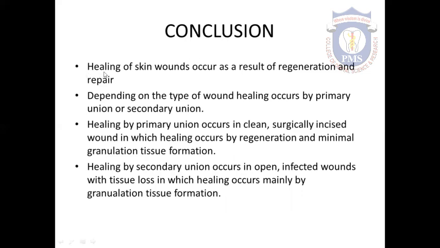Now, before we wind up, the points to be kept in mind are: healing of skin wounds occurs as a result of regeneration and repair. Depending on the type of wound, healing occurs by primary union or secondary union. Healing by primary union occurs in clean, surgically incised wounds in which healing occurs by regeneration and minimal granulation tissue formation. Healing by secondary union occurs in open infected wounds or large wounds with tissue loss, in which healing occurs mainly by granulation tissue formation.